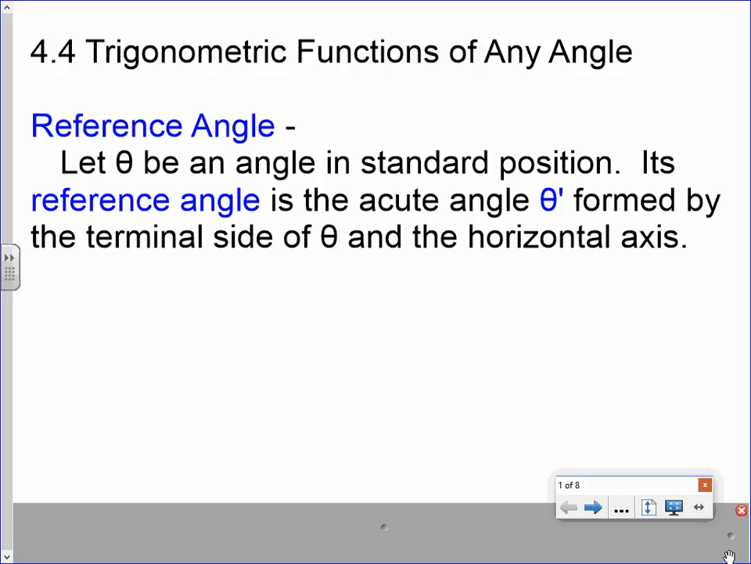Does it count as complement? No, it's kind of not. We'll draw pictures. Okay.